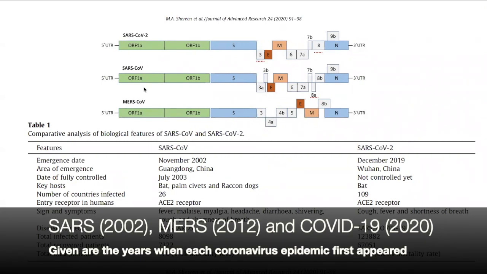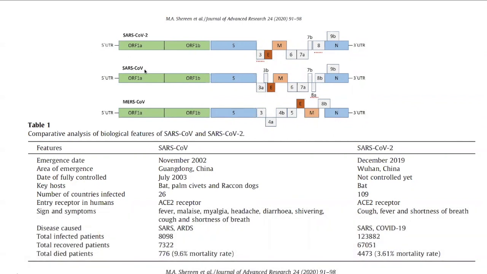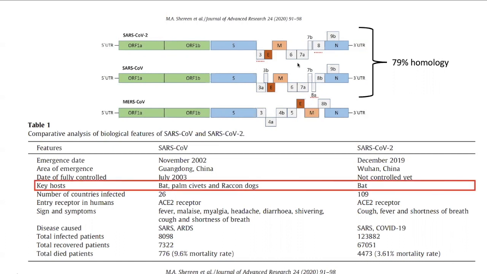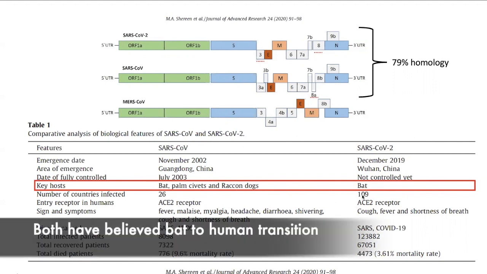What is nice is that when we compare SARS-CoV-2 to SARS-CoV, there's actually 79% homology at the genetic level. So these are very similar viruses. Not only that, they are believed to come from the same origin, that they both share a bat origin.